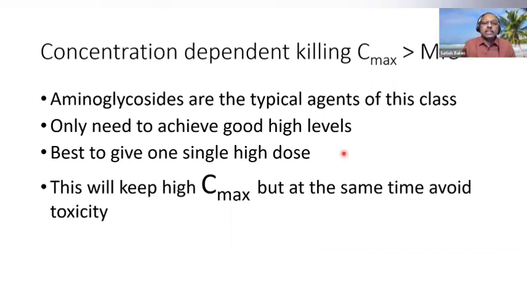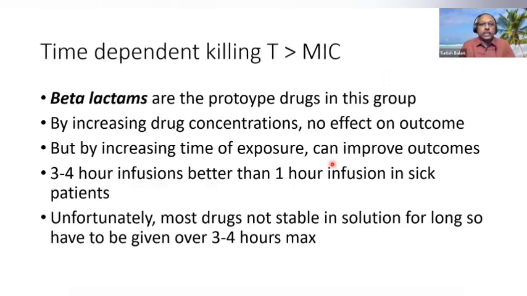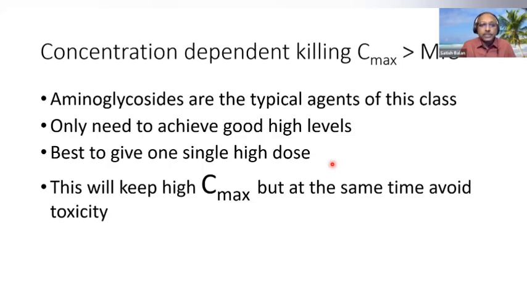That's why it is said that it's best to give one single high dose in the morning. So if you are giving, say, amikacin, you give 15 milligram per kilogram, one single dose, and that is enough. And the advantage of that is this high Cmax and subsequent non-exposure to antibiotic will help prevent side effects. So the renal toxicity and ototoxicity are prevented by giving a single dose rather than giving twice daily or thrice daily. So you understand the basic concept of time-dependent versus concentration-dependent.